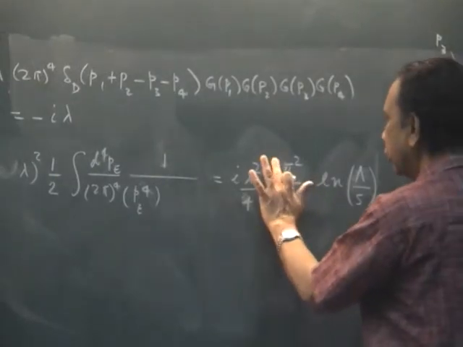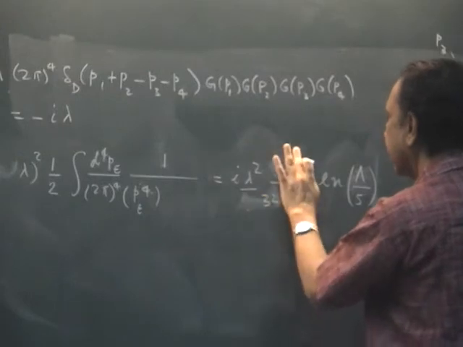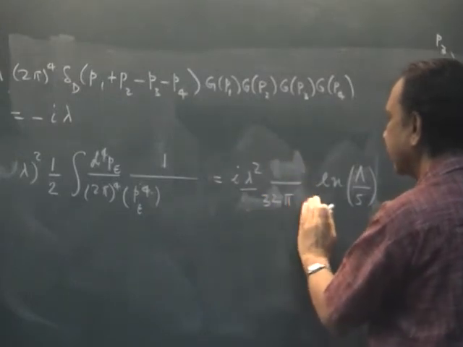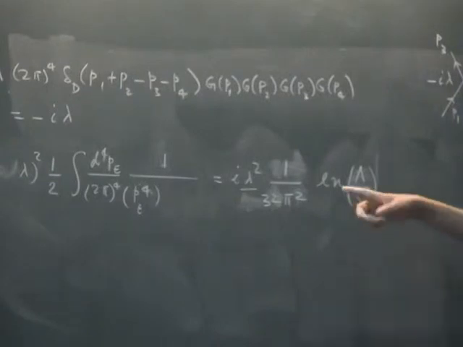So this 2 goes to 32, and this pi square goes, and there is a pi square. This is what you have. Okay, some lambda divided by this s. Okay, so this s I have defined as p square, so there is no problem. Now what does this mean?